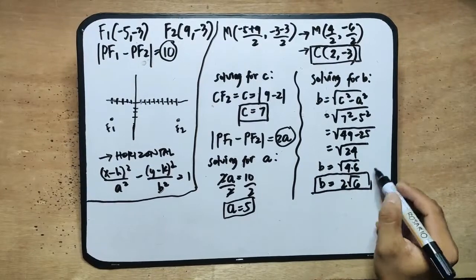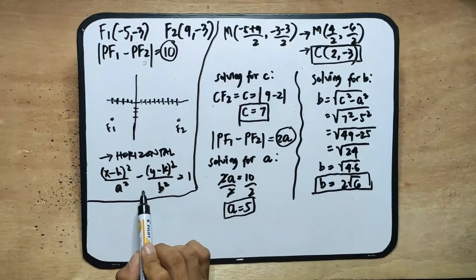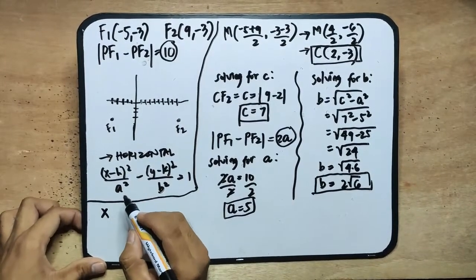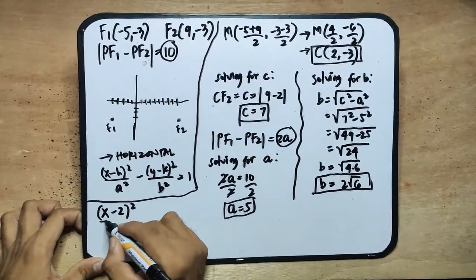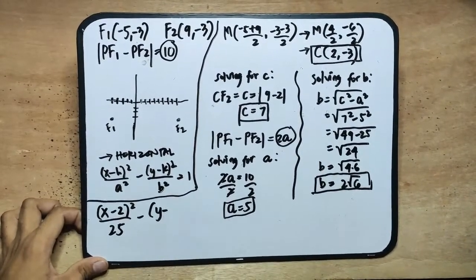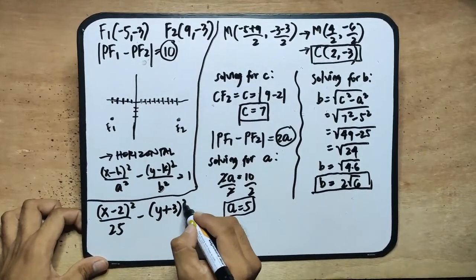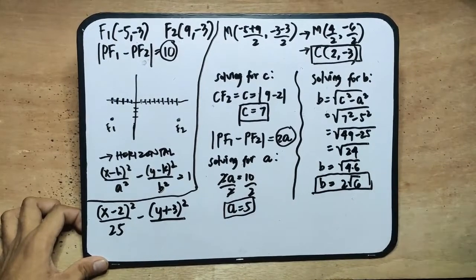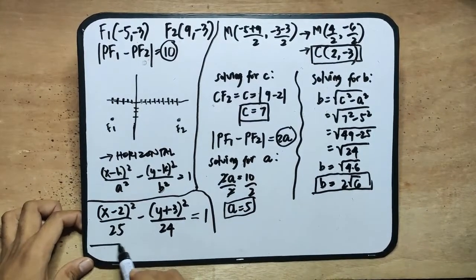Since meron na tayong value ni A and B and H and K, all we have to do is to substitute these values sa ating standard equation. So therefore, our standard equation will be X. H is, what is the value of H? H is 2. So X minus 2 squared all over A is 5. 5 squared is 25. Minus K is negative 3. So negative times negative is positive 3 squared all over B is 2 square root of 6. If that is squared, that is equivalent to 24, is equal to 1. So this is our answer.